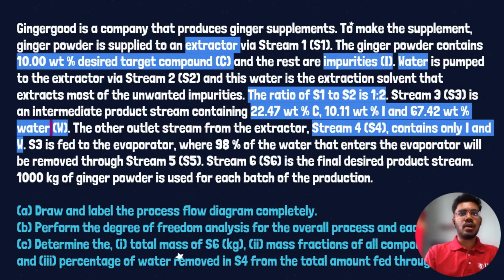The question asked is: A, draw and label the process flow diagram completely. Question B, perform the degree of freedom analysis for the overall process and each subunit. Question C, determine the total mass of stream 6, mass fraction of all compounds in stream 6, and percentage of water removed in stream 4 from the total amount fed through stream 2.